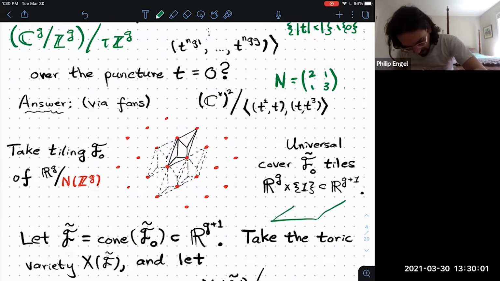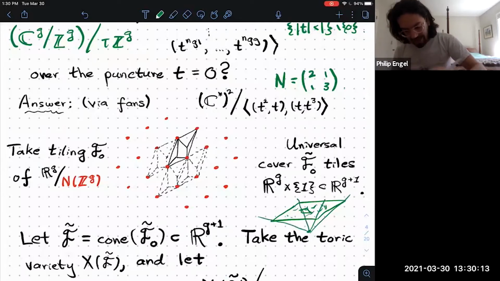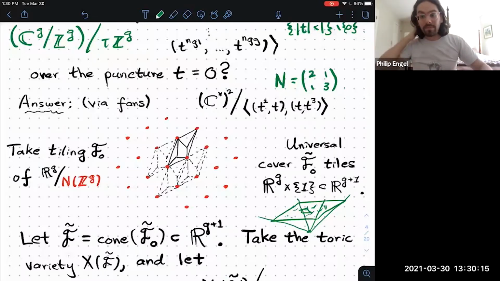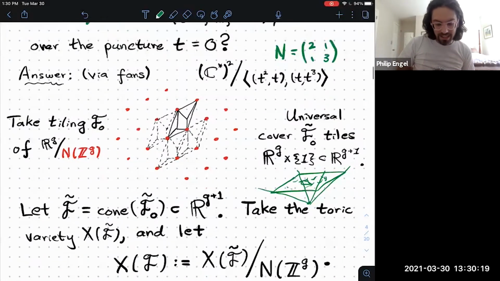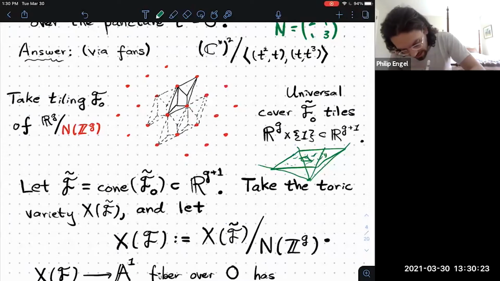So sort of the picture here is that I've put something at height 1. I have this tiling of the plane, and then I am sort of putting it at height 1 inside of a one-dimensional bigger space, okay? And then I can take the cone over the tiling. So the cone over the tiling is some infinite union of polyhedra.